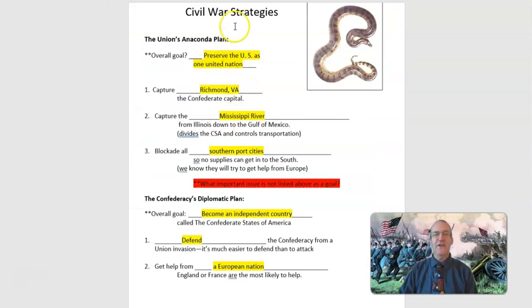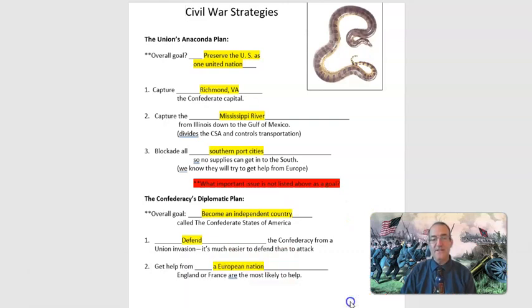There we go. Strategy for the Union, their Anaconda Plan, is to preserve the United States as one nation by capturing Richmond, Virginia, capturing the Mississippi River, blockading southern port cities. For the South, they want to become an independent country. They want to play defense as much as possible, and they want to get help from a foreign country.